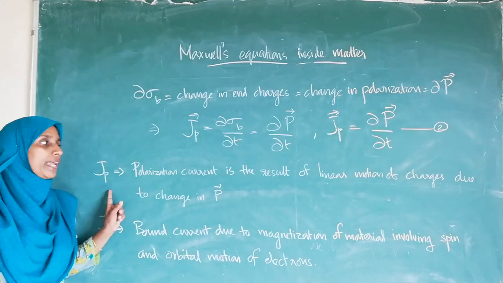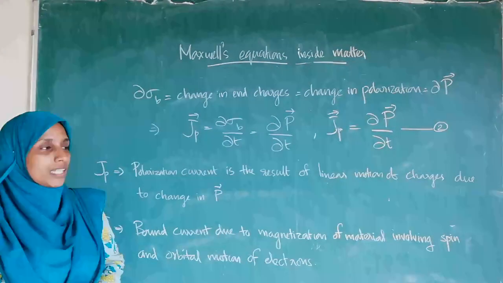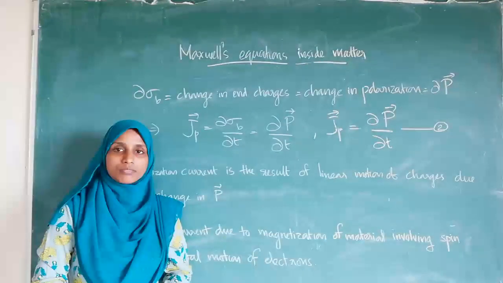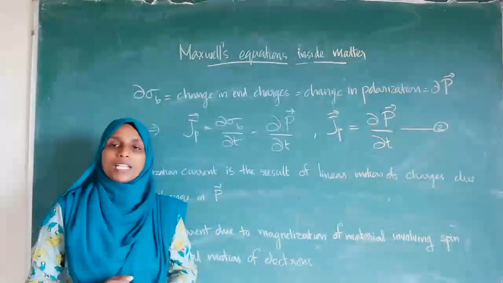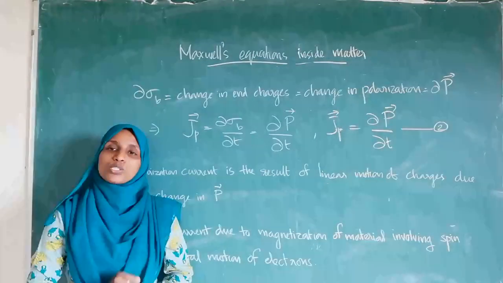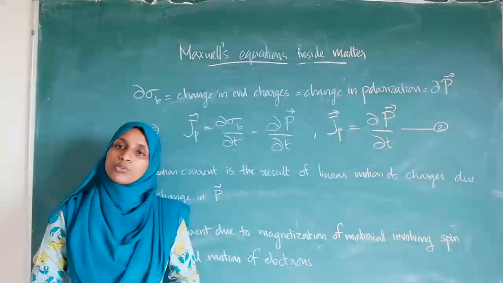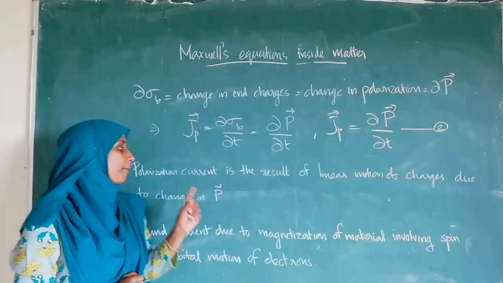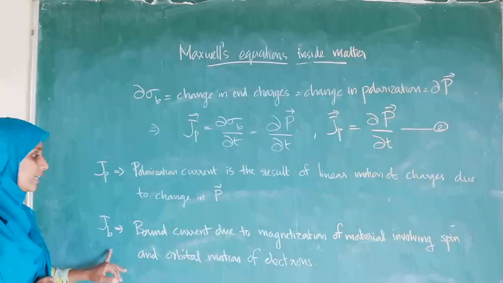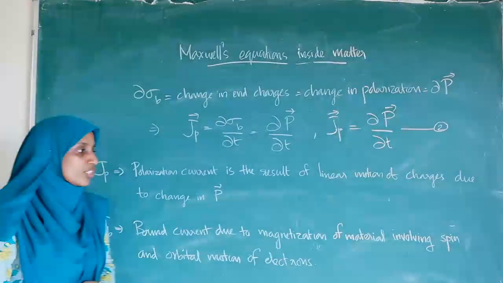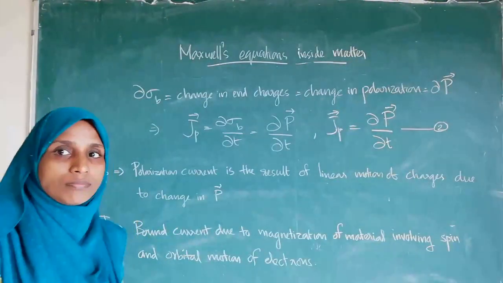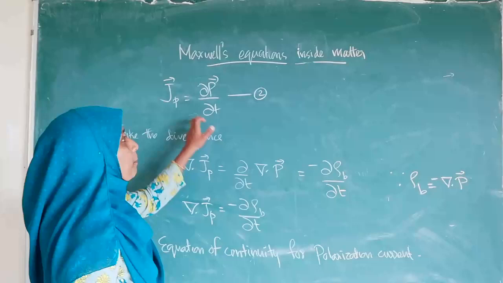That is, Jp is the polarization current, which is the result of linear motion of charges due to the change in polarization. Once more, when the polarization increases in a particular direction, the positive charges move to one side and the negative charges move to the other side, which produces a polarization current Jp. And also, Jb is the bound current due to the magnetization of the material involving spin and orbital motion of electrons. Jp is equal to dou P by dou t.